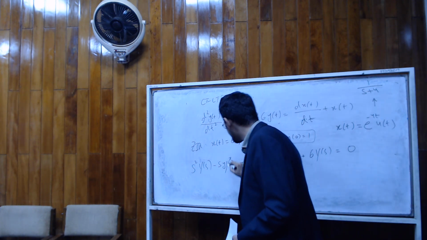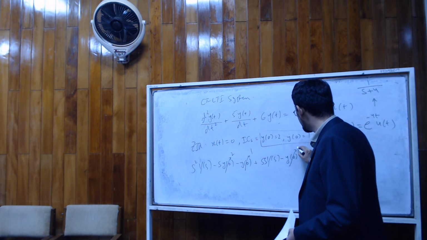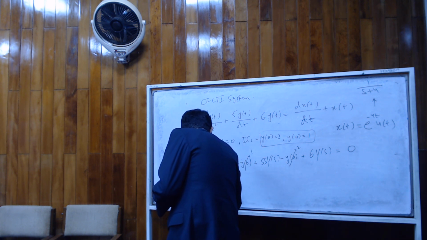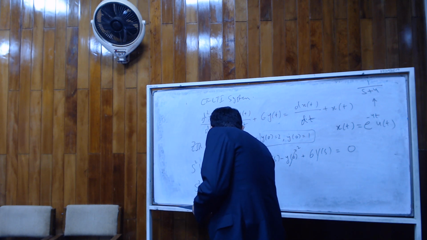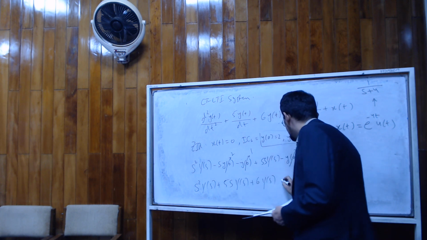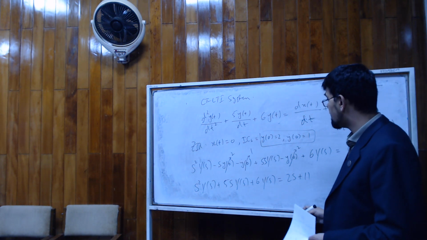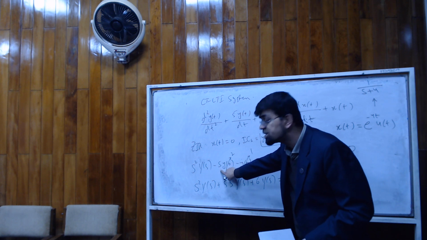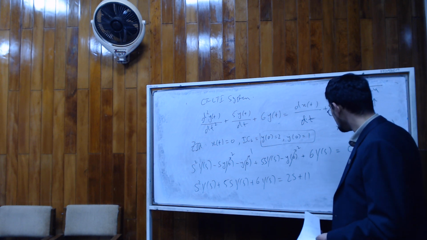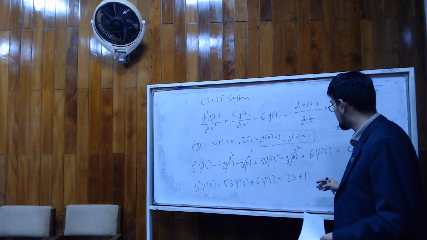Now let's put the values. y0 is 2. y dot 0 is 1. If I put all of those here, I am left with s square ys plus 5sys plus 6ys equals 2s plus 11. Okay, where did this 2s plus 11 come from? 2 times s, it went to the right side so it became positive. Where is the 11 coming from?